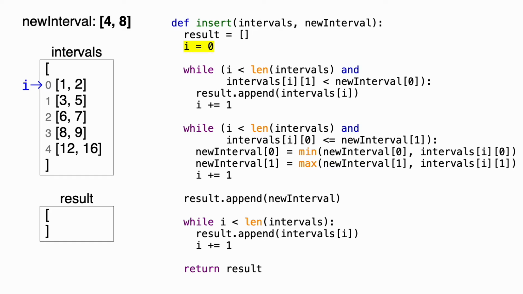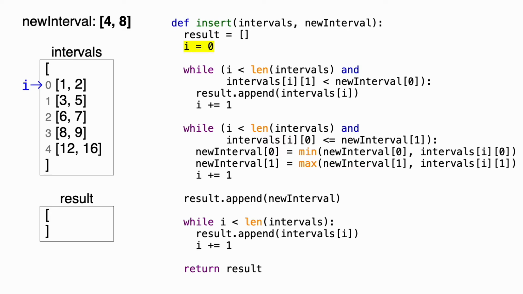The first loop will iterate as long as the ending value of the ith interval, which is at index 1, is less than the starting value of our new interval. Since the intervals list has no overlaps and is in sorted order, we know that any interval that ends before our new interval starts must be located entirely before our new interval. So in that case, we'll just append that interval to our result. Once this condition becomes false, then we know that we may have hit our first overlap. So then we'll go to the second loop and start merging intervals.